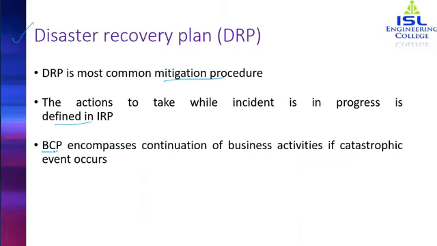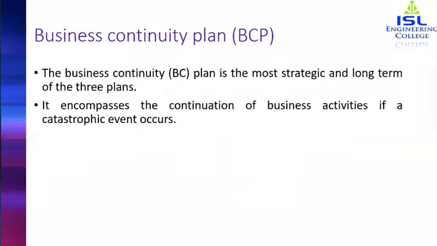Within this, the BCP encompasses the continuation of business activity. That is the next plan: along with the disaster recovery plan, you're going to make use of the BCP, how you're going to make the business continuation plan if a catastrophic event occurs. Now, what is a catastrophic event? It can be a flood, an earthquake, anything like that. So these two are connected to each other.